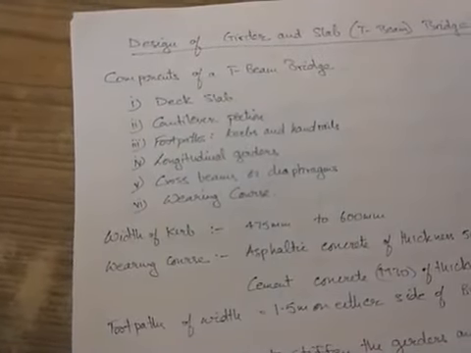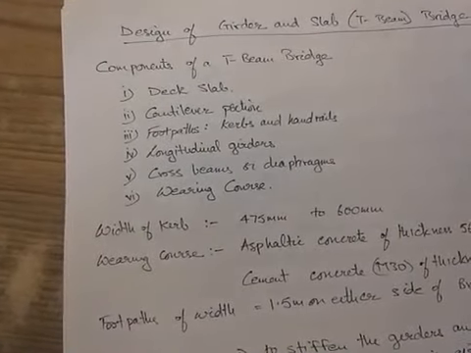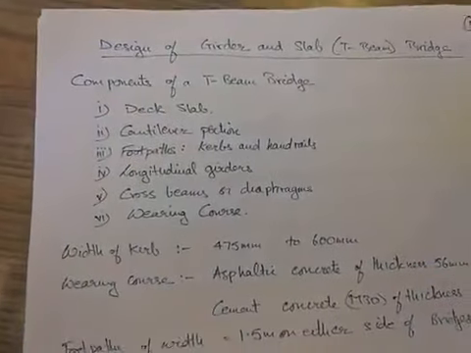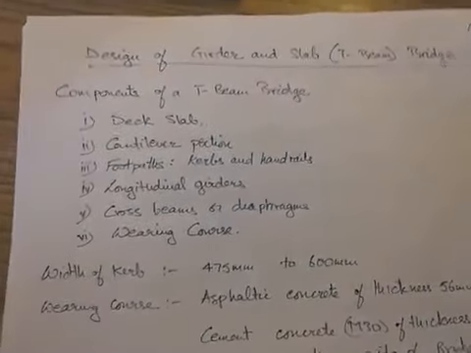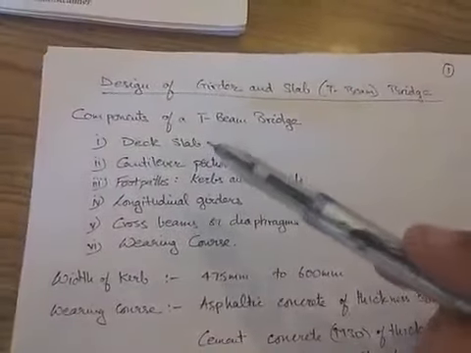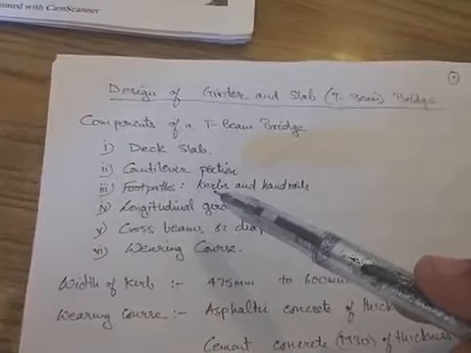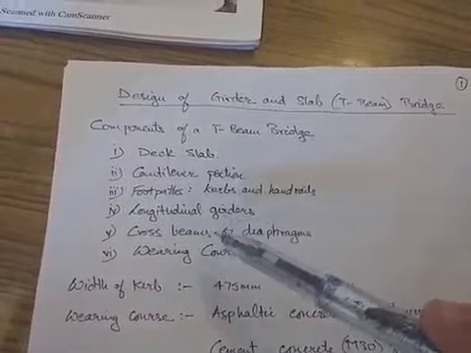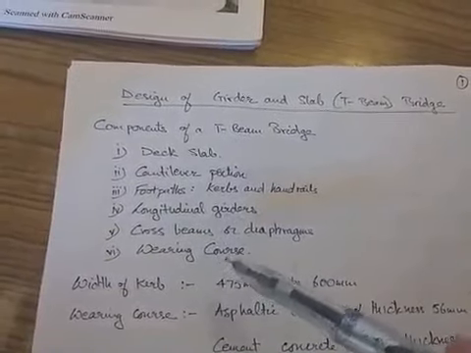Out of these, the most commonly or frequently used type is the T-beam bridge with an effective span of 14.5 meters. The components of a T-beam bridge are the deck slab, the cantilever portion, footpaths, which includes curbs and handrails, then the longitudinal girders, cross beams or diaphragms, and the wearing course.